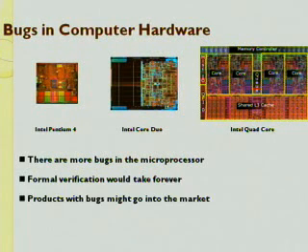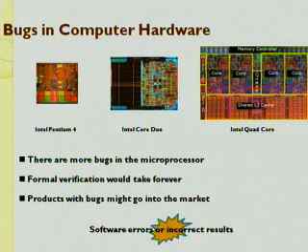Thus, microprocessors with bugs might go into the market. And that could result in software errors. And if the software doesn't detect them, they just give you wrong results. So here's our solution: use software tests.